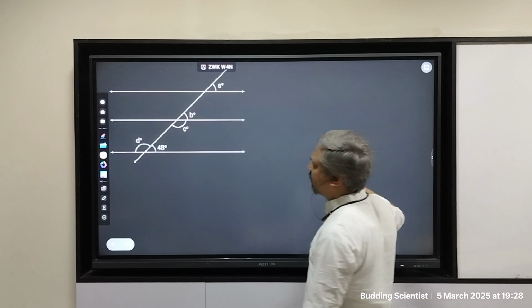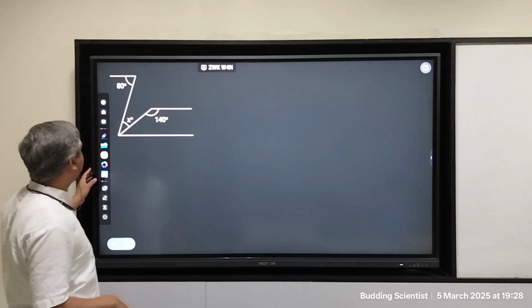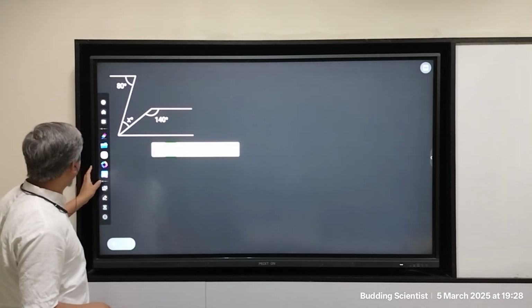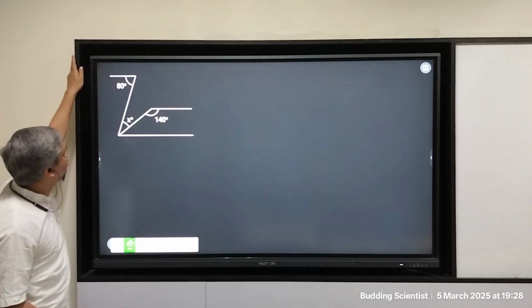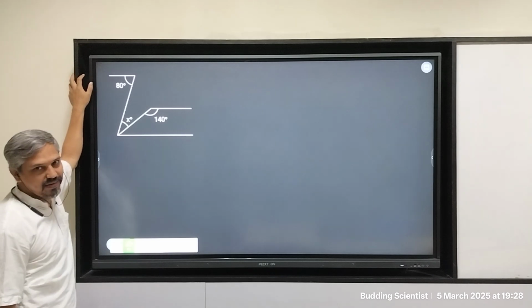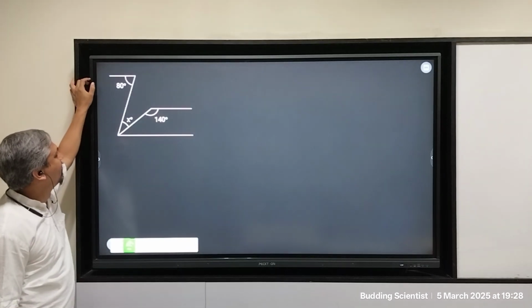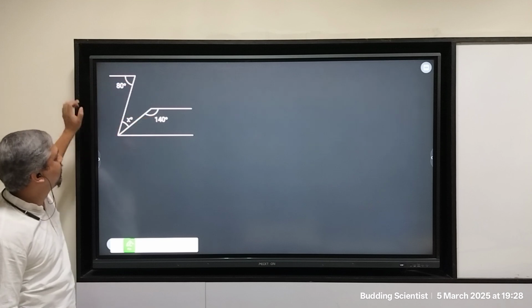Yeah, this one is interesting. I'm saying this problem is interesting not because it is difficult or anything. It's just that the shape is very peculiar. It looks like a duck to me, a swimming duck or swan of some kind. This is 80 degree. This is 140 degree. We are asked to find out the value of x.